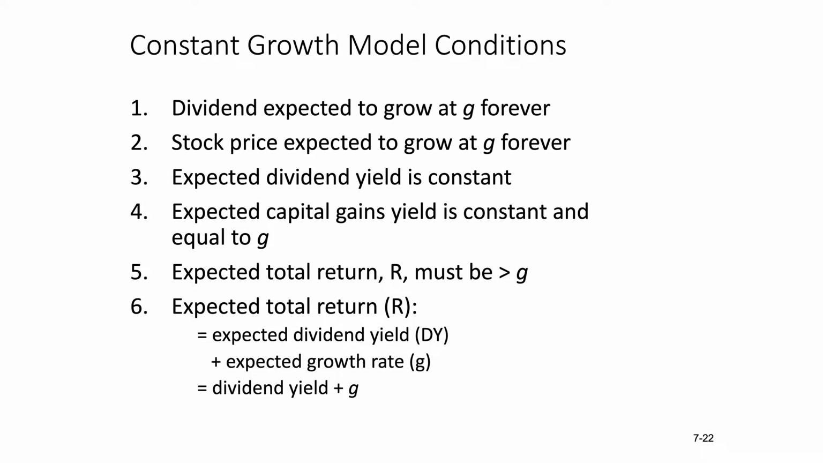The expected total rate of return, as a matter of fact, is equal to the expected dividend yield plus the expected growth rate. One is the income from dividend, ordinary income. The other one is capital gain. So the total return is equal to dividend yield plus G.